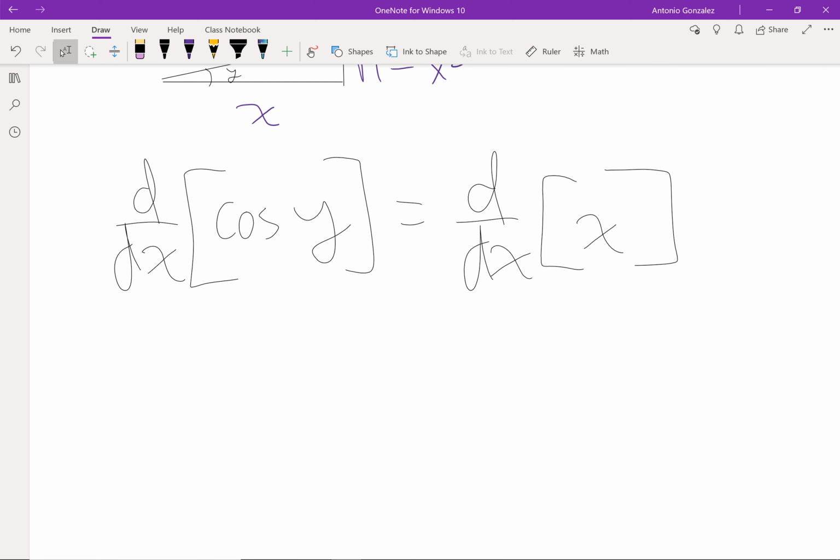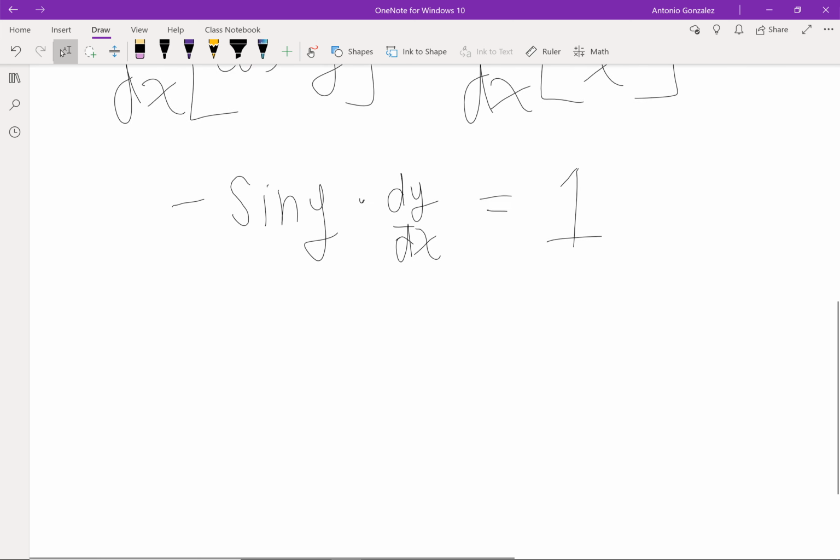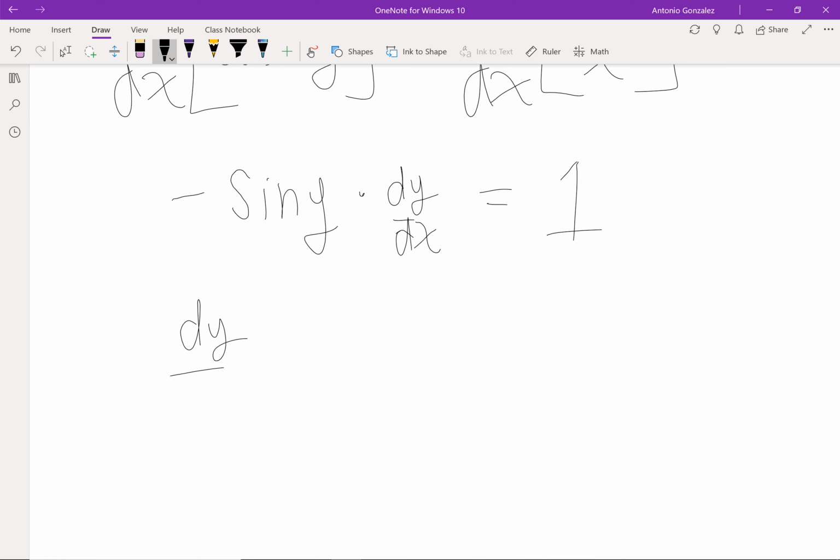Looking at this, we have the derivative of the cosine is negative sine of y times dy/dx, or y prime, because of implicit differentiation. Recall, y is a function of x. On the right side, we get simply 1. Now I'll solve for dy/dx. So dy/dx is equal to negative 1 over sine of y.